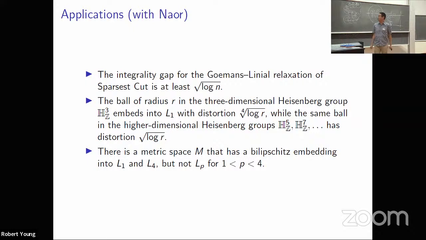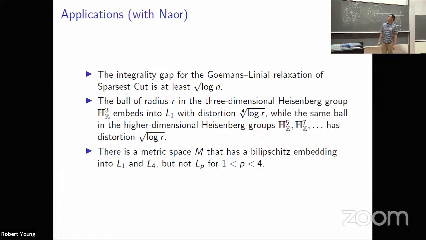So there's a theorem of Kadets and Pelczynski that if a Banach space embeds in Lp and Lq, then it also embeds in any Banach space in between. This says that doesn't work for metric spaces. You have a metric space that embeds in L1 and L4, but not in any of the Lps in between. So yeah, that's pretty much all I wanted to say.